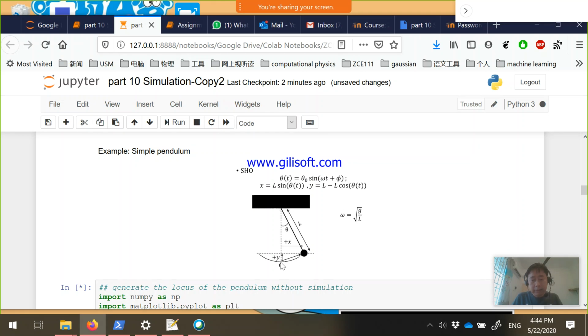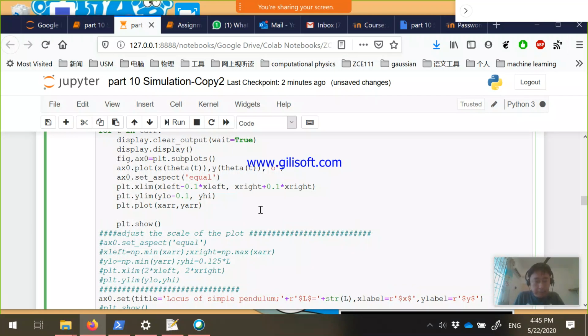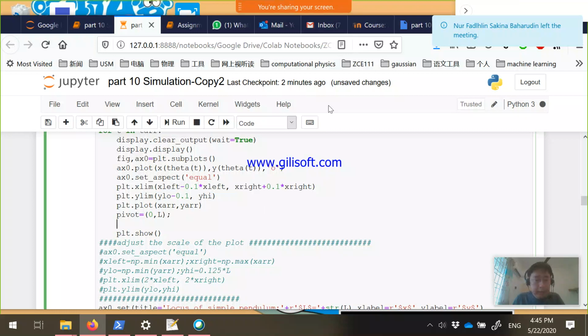So here x is 0. The pivot point has a y coordinate of L. So in order to plot the line, let me call a pivot point. Now the pivot point is a coordinate which is at 0 and L. Then I want to draw a line.